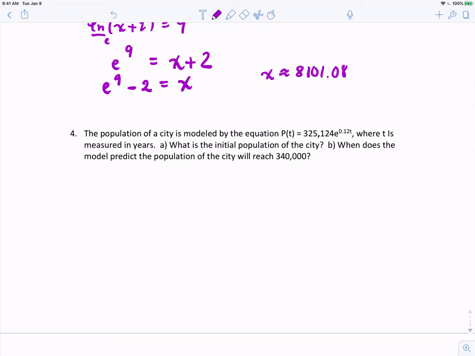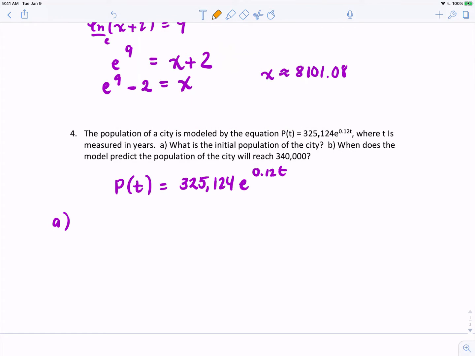And finally, we have 2 application problems. This population model models the population of a city. P(t) is equal to 325,124 e to the 0.12t, where t is measured in years. So A, what is the initial population of the city?